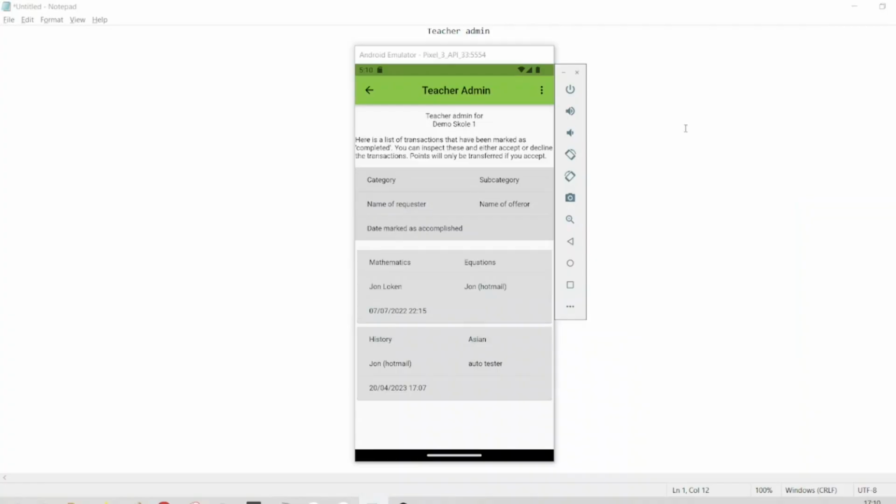Since both parties belong to a school, the transaction must be approved by a teacher administrator, and that is what we are going to do now. Now I am logged in as a teacher. Now the teacher can see that for this school, there are 2 transactions that need approval. And here we see the transaction that we just looked at, so we click here.